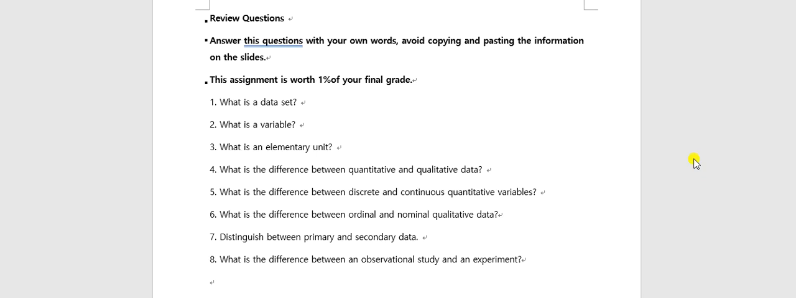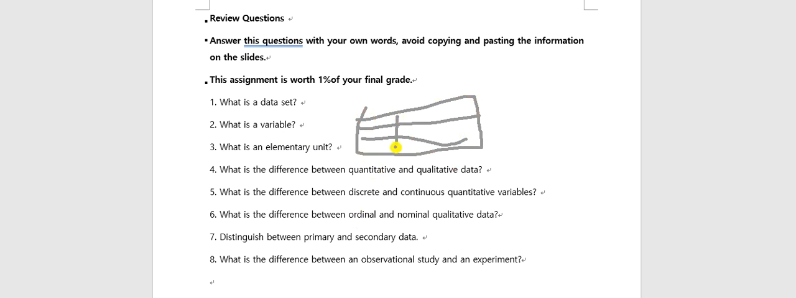So let's go first to what is a data set. A data set is a compilation of numbers which include variables and elementary units. Remember, when we talk about variables and elementary units, in a table we have a data set, and then we have the variables. It is where we register and record the values, right? And the elementary units are the items that we need to quantify or qualify, as simple as that.